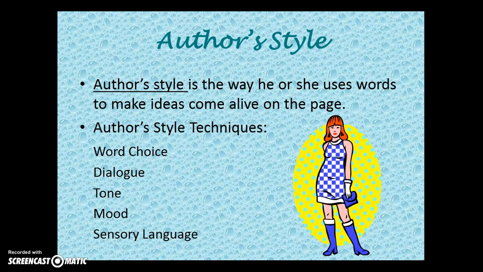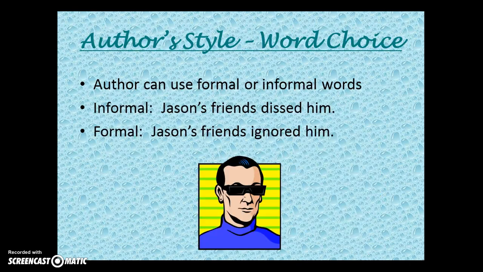So this can include dialogue, the word choice in the dialogue for the characters or the characterization, the tone, the mood, sensory language, figurative language, all of these specific choices that the author is using in the way that he or she is writing makes up their style. So one thing that you can look at for diction or word choice is whether it's formal or informal. So for example, informal, Jason's friends dissed him. It has slang. Versus more formally, you would say Jason's friends ignored him.